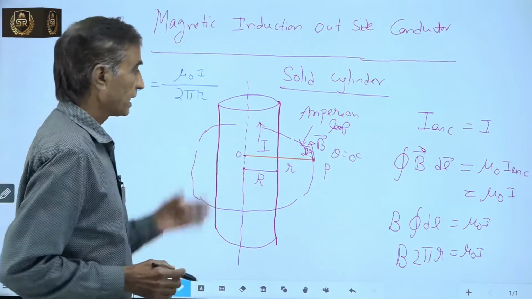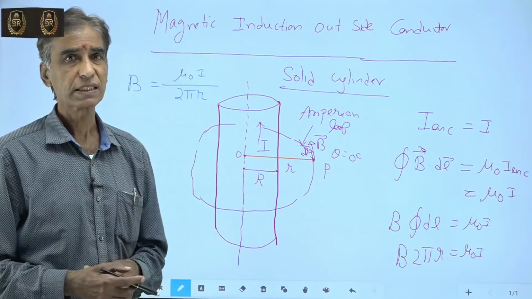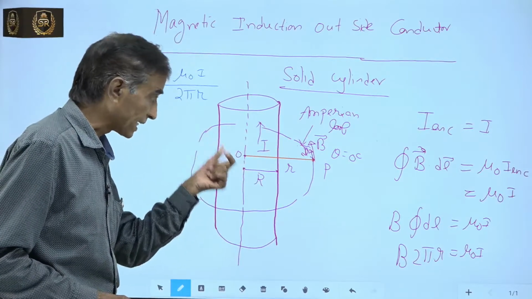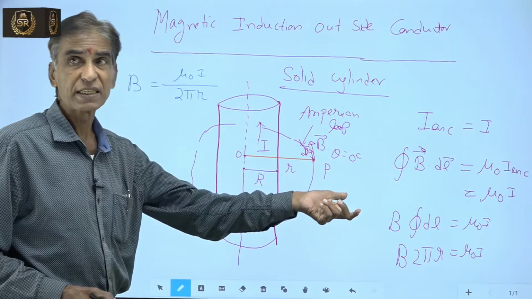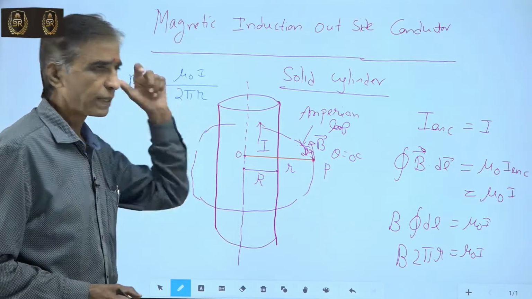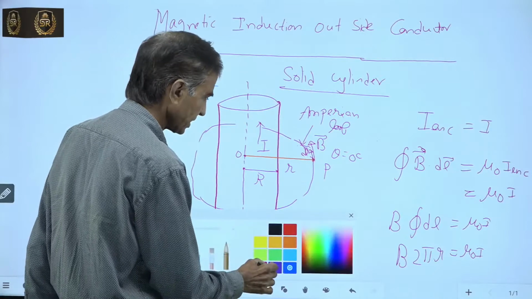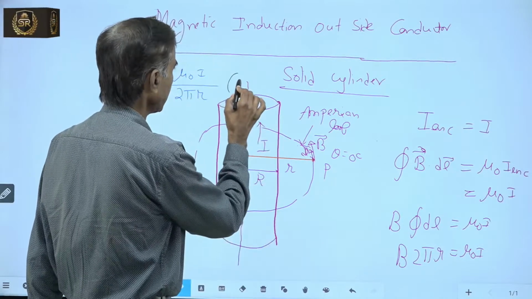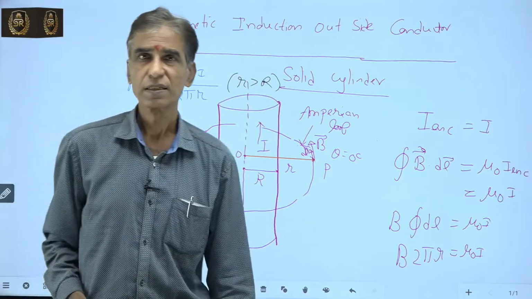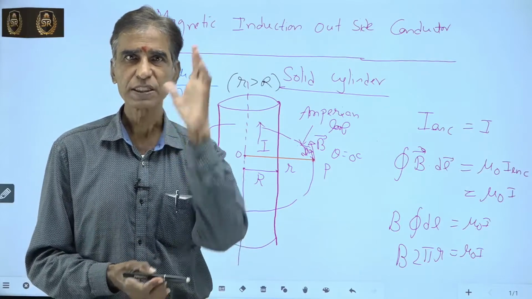So, for a current carrying conductor of infinite length, a long conductor carrying a uniformly distributed current I, the magnetic field induction at a point outside is mu naught I by 2 pi r. That means here, what is the condition? The condition is small r greater than capital R, meaning the point is outside the conductor.